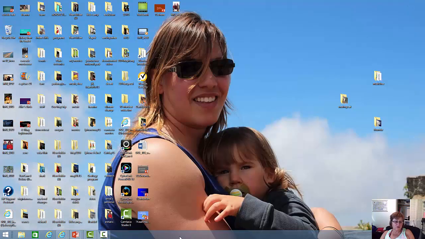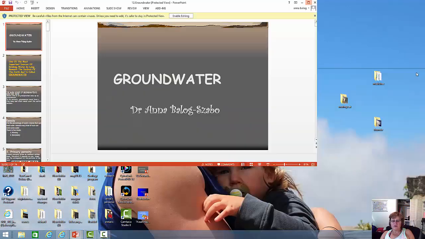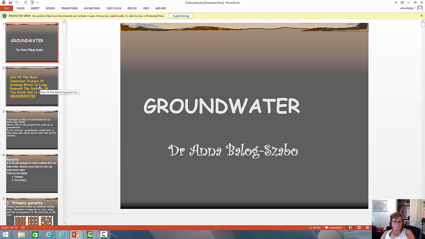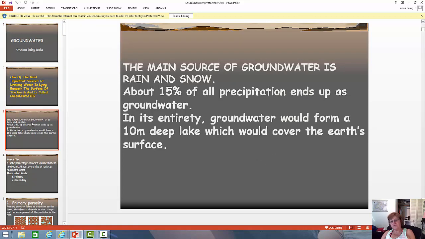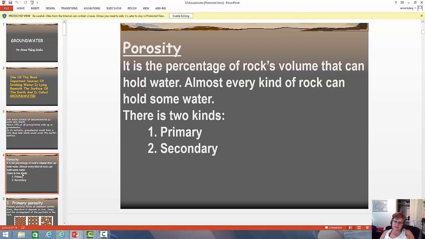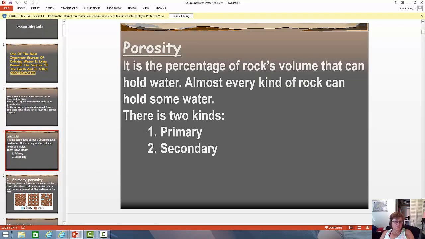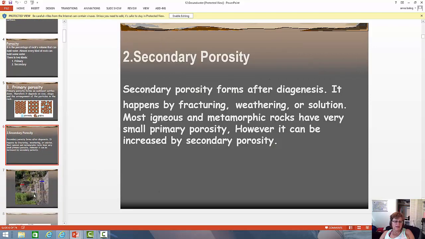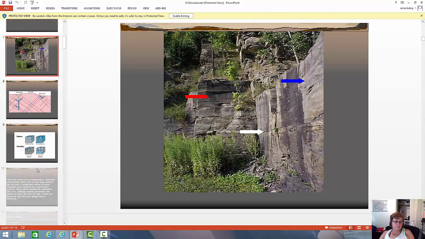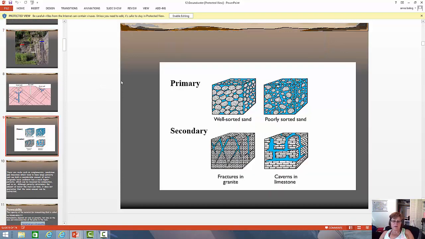So let's move to the groundwater. And the groundwater is pretty important chapter. You got to understand where is the water coming from, of course from the rain and the snow. Got to know what is porosity, what is primary, secondary porosity. It's important to know. And so this slide is pretty important to know, like primary, which forms when the sediment settles down. Secondary is after the rock becomes rock. It's like faulting and dissolution.